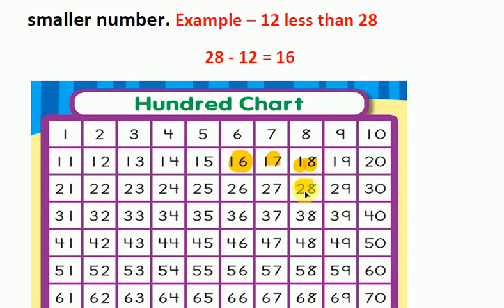First, think of the bigger number. Mark it on the 100 chart. Move backward by number of tens. Then after that, move backwards by number of ones. That is how you use 100 chart to subtract.